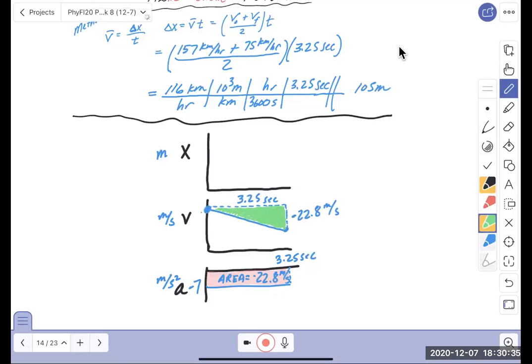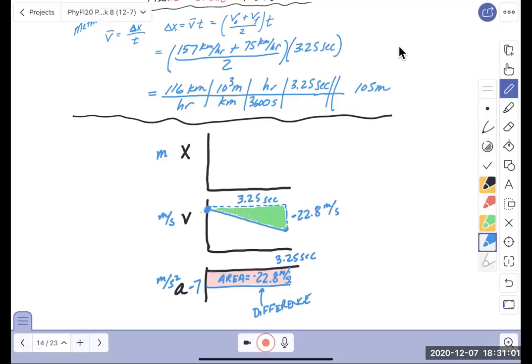That's a cool thing here. I know that's 157 kilometers per hour, and down here is 75. I don't even know what those are in meters per second, but I don't need to worry about it. See what I mean? Because I've already got that. I already know what the difference is right there. That's how much speed I lost.